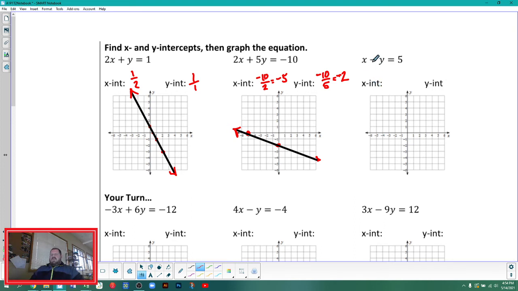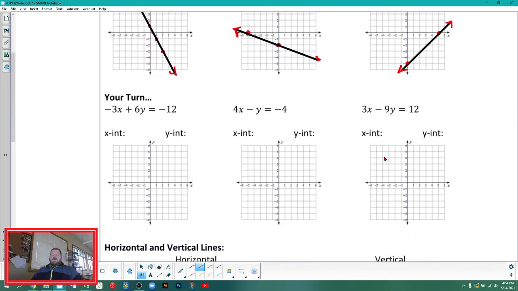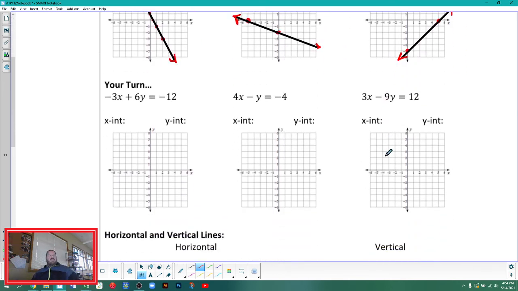I get the x-intercept on the next one from covering up y. It says x equals 5, and I'm good to go. If I cover up x, I get negative y equals 5, which means the y-intercept is negative 5. So I get a y-intercept at negative 5, x-intercept at positive 5, and I can graph my line. And there we go. Go ahead and pause the video and give these 3 a shot.